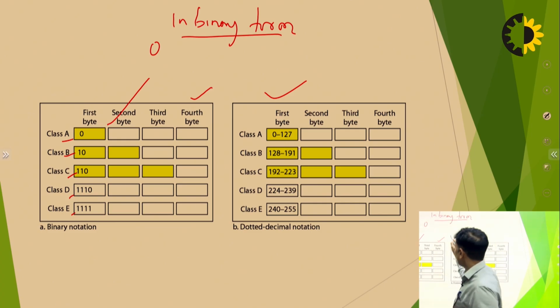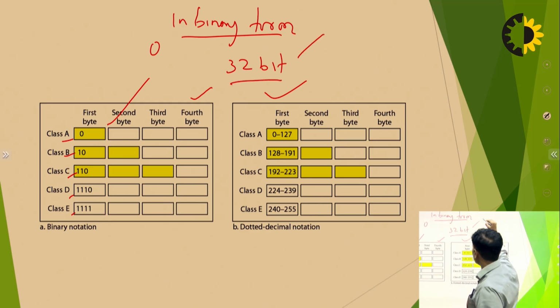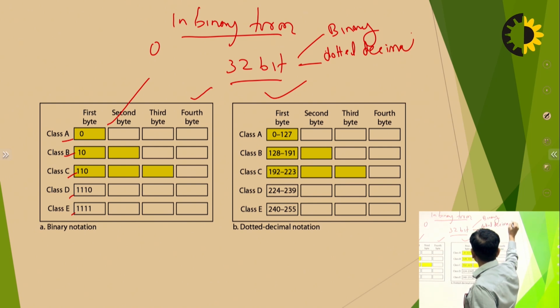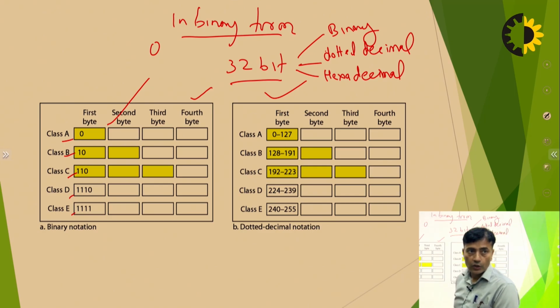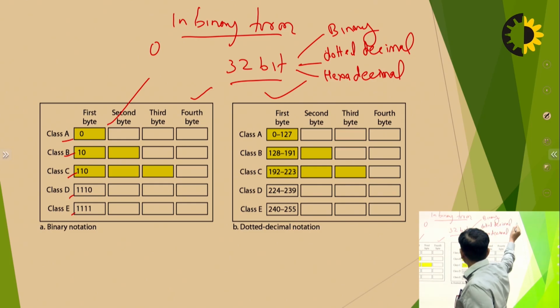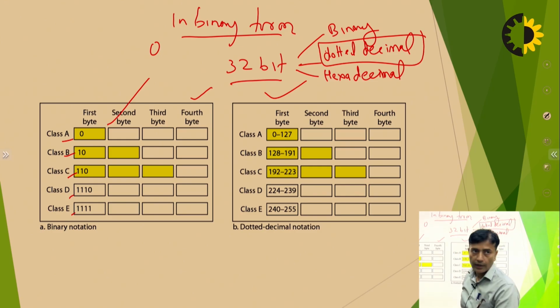Basically, this 32-bit address has different representations, like binary representation, maybe dotted decimal representation, and then maybe hexadecimal representation. So, this 32-bit address may be represented in any of these 3 forms: binary, dotted decimal and hexadecimal. But most frequently the dotted decimal representation is preferred and used.